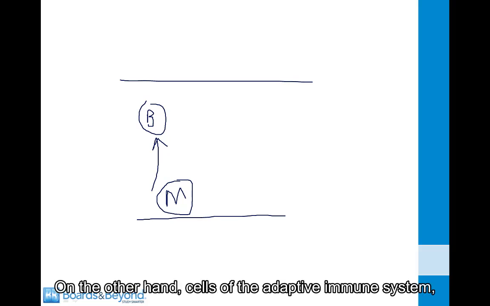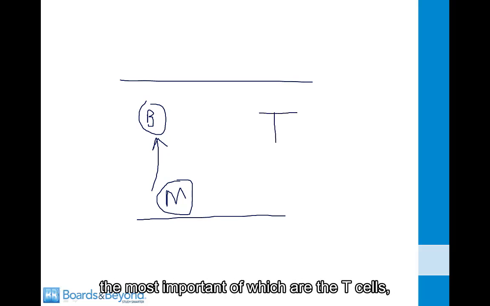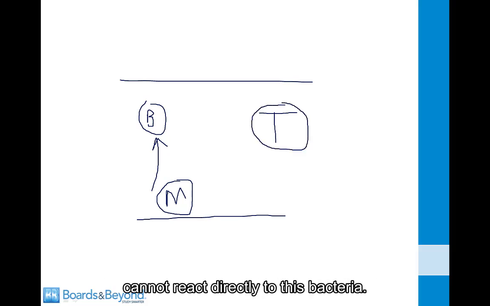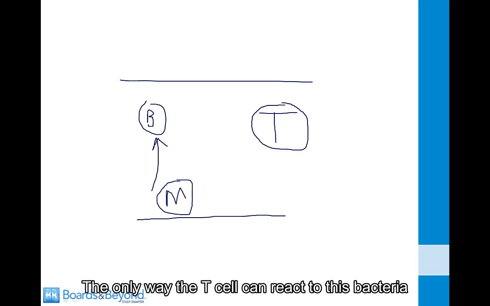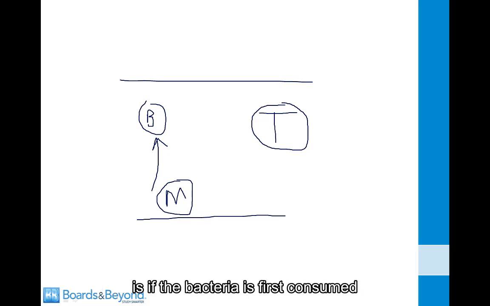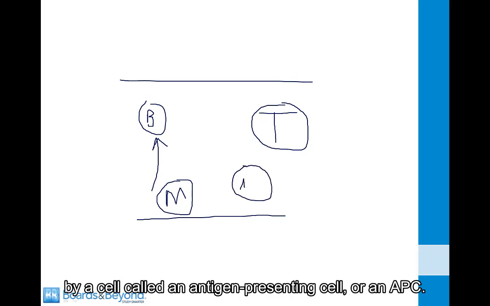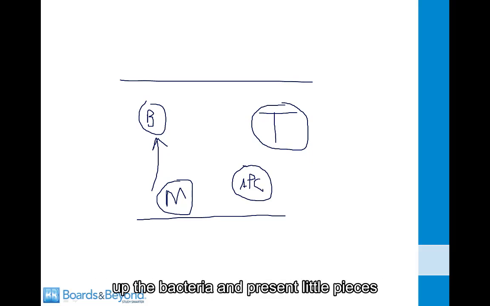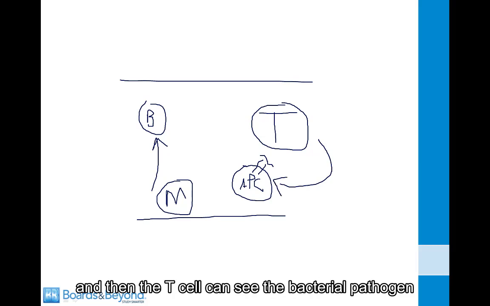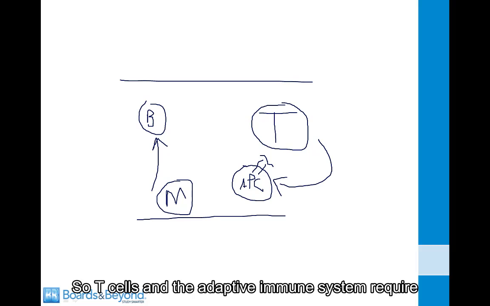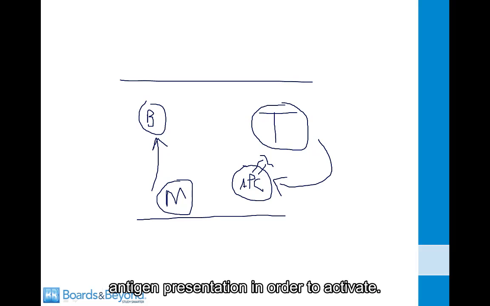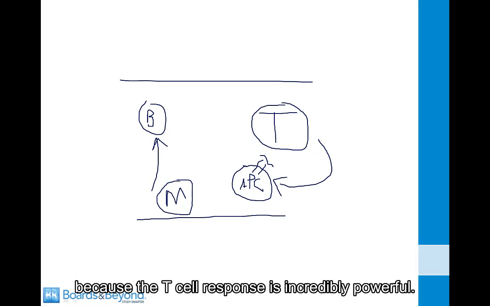On the other hand, cells of the adaptive immune system, the most important of which are the T cells, cannot react directly to this bacteria. The bacteria can be right next to the T cell, and the T cell won't do anything at all. The only way the T cell can react to this bacteria is if the bacteria is first consumed by a cell called an antigen-presenting cell, or an APC. That antigen-presenting cell will then gobble up the bacteria and present little pieces of the bacterial peptides on its surface, and then the T cell can see the bacterial pathogen and react to it. So T cells in the adaptive immune system require antigen presentation in order to activate. And the reason this system evolved is because the T cell response is incredibly powerful.